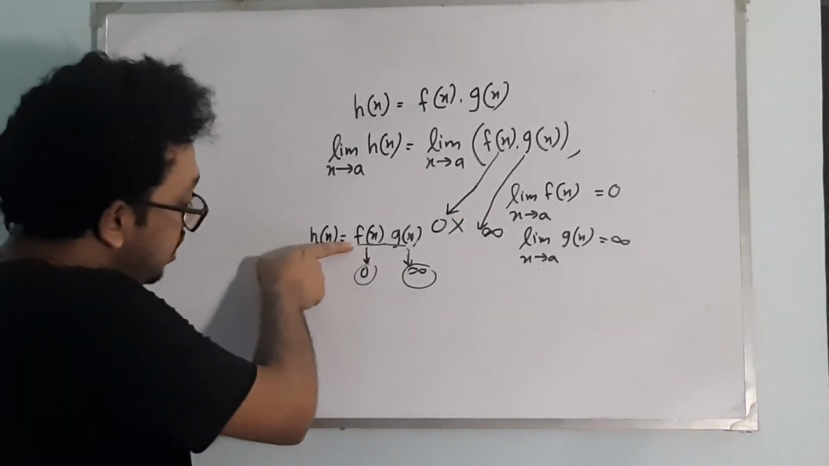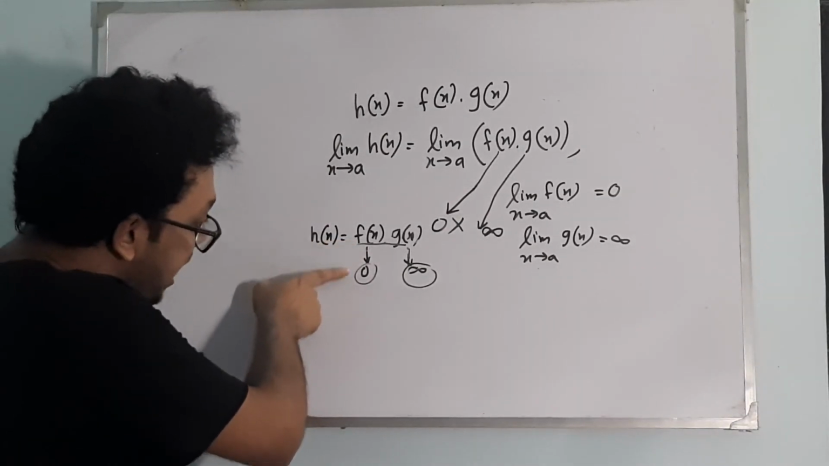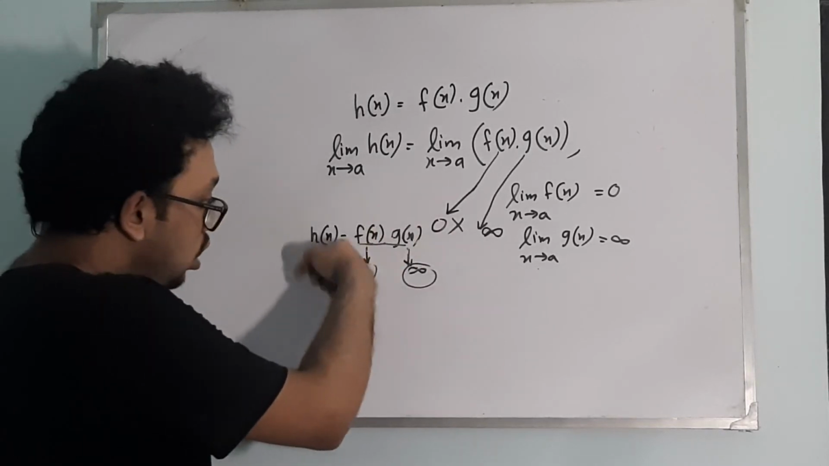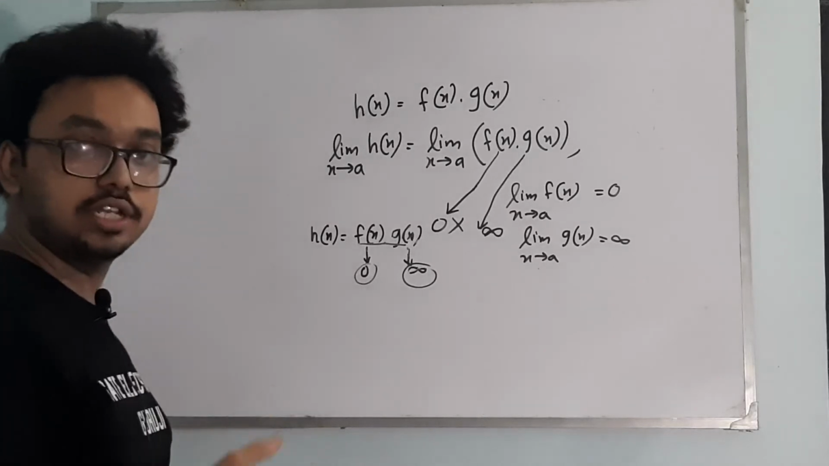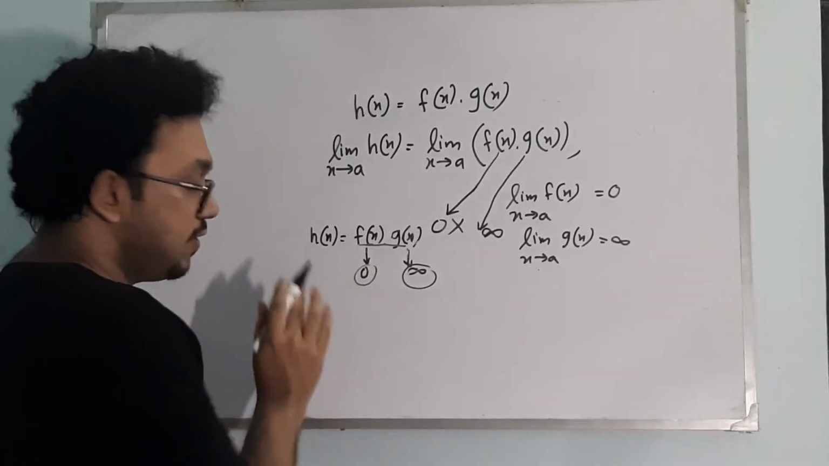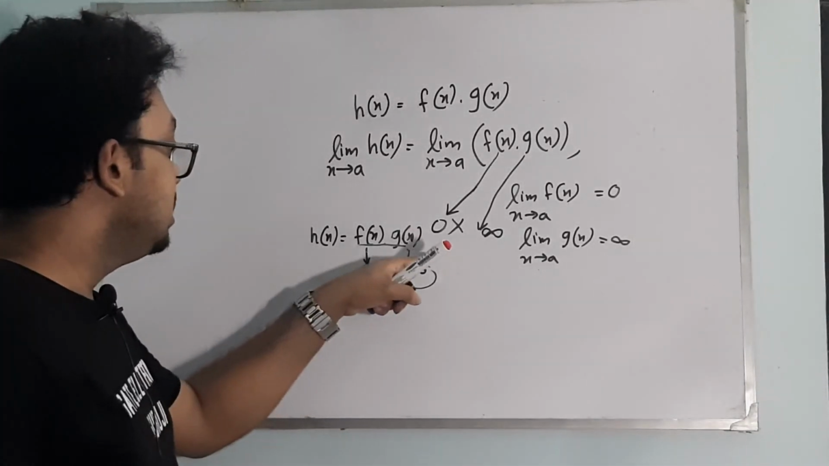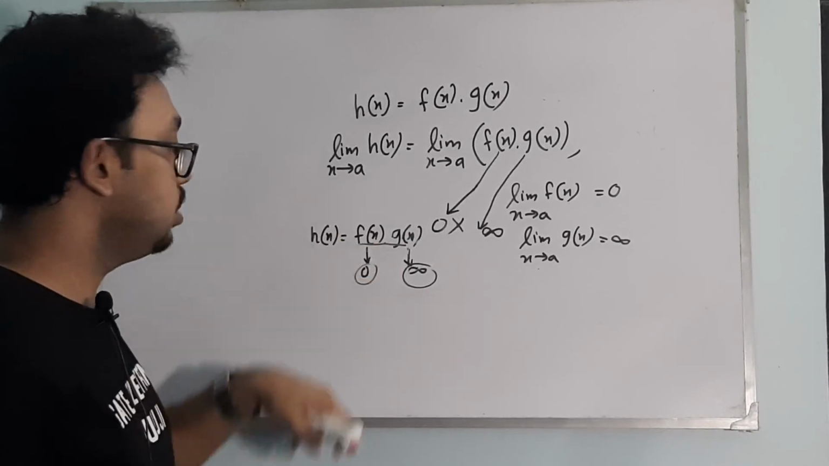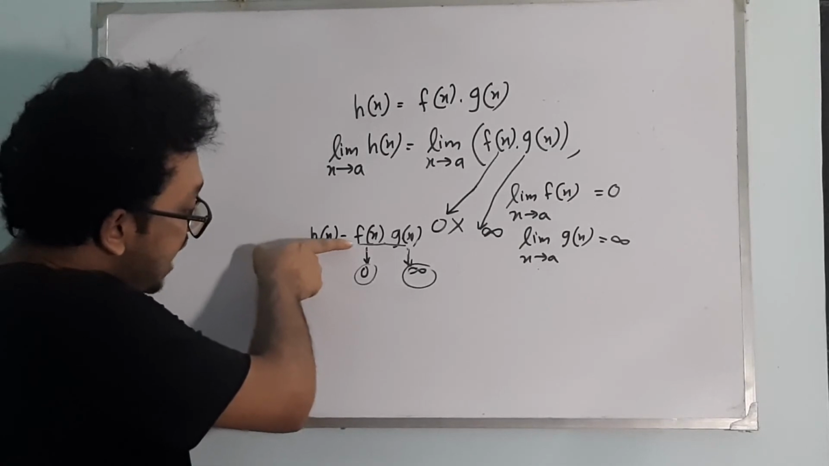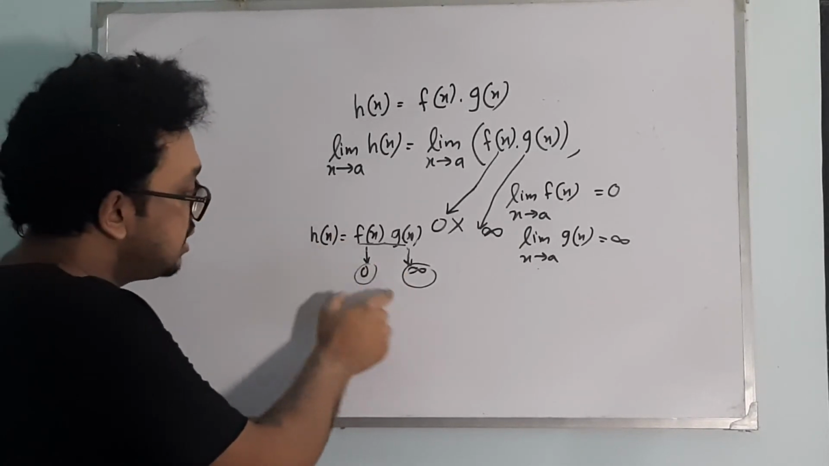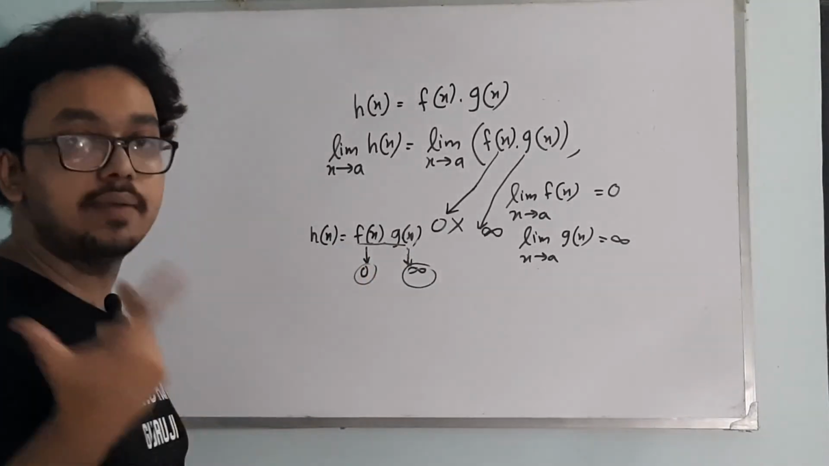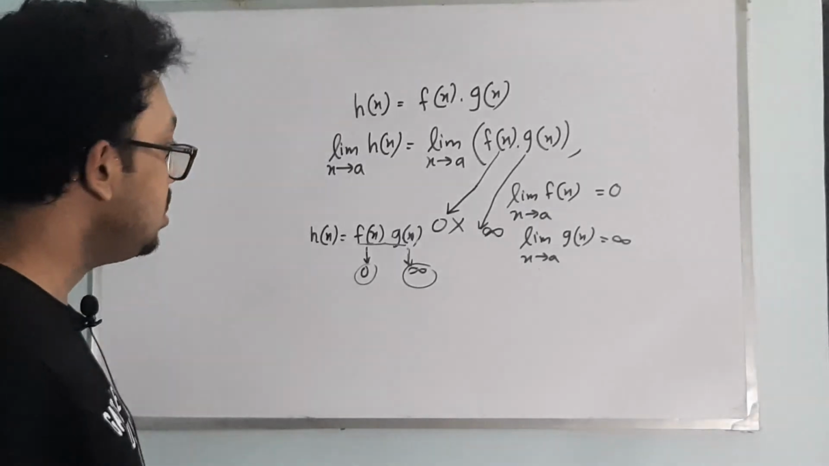If f(x) goes at a greater rate towards 0 as compared to g(x), then clearly f(x) will dominate and the whole product of f(x) and g(x) will also tend towards 0. If g(x) goes at a greater rate towards infinite as compared to f(x) tending to 0, then clearly g(x) will dominate and the whole function will also tend towards infinite. If both of them go at the same rate, that is, the rate at which f(x) is tending to 0 is the same as the rate at which g(x) is tending to infinite, then this product will be some non-zero constant value. Clear? So that's all.